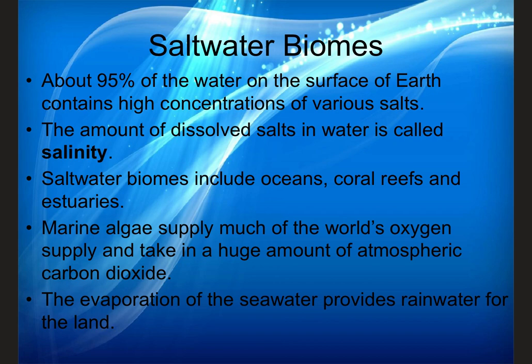Marine algae supply much of the world's oxygen and take up a huge amount of atmospheric carbon dioxide. So through photosynthesis, the plant-based microbe produces oxygen and takes in carbon dioxide. The evaporation of the seawater provides rainwater for the land. That's just the water cycle. We'll talk more about that in the future.